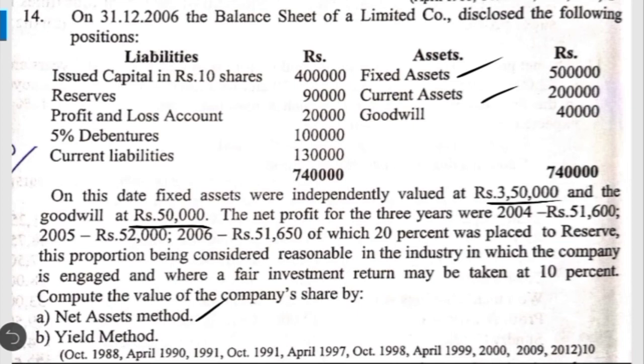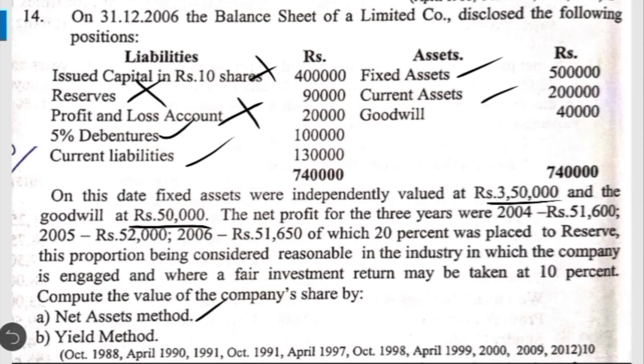From this gross market value of various assets, you are going to deduct the external liabilities. Let's see what are the liabilities you have to consider. First, they have given share capital, it's not a liability. Reserves, no. Profit and loss account, no. Debenture is a liability. Current liabilities you have. These are the two liabilities you have to deduct. See what is the balance you get, that is called net asset available for equity shareholders.